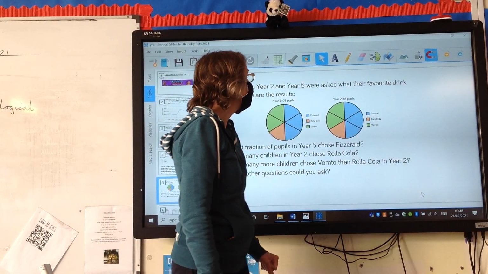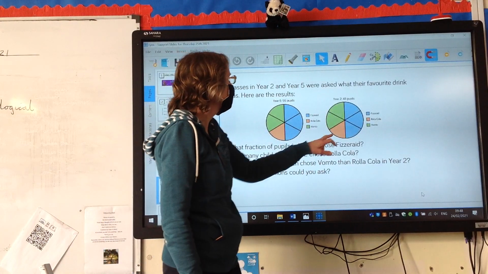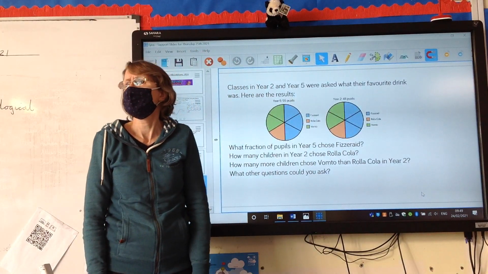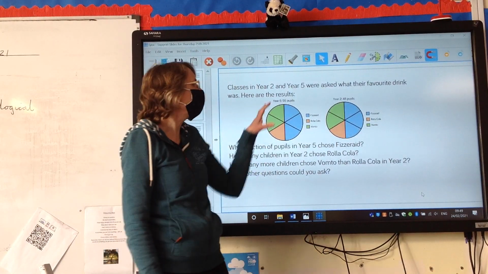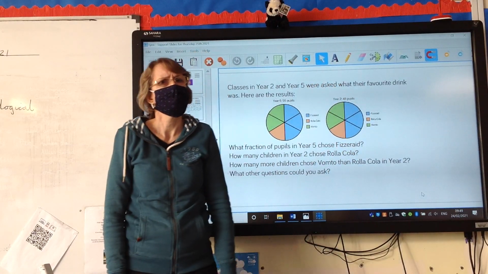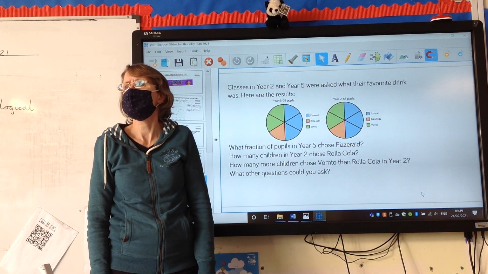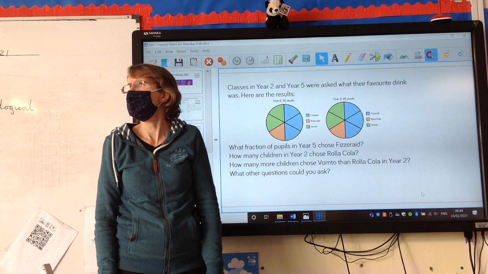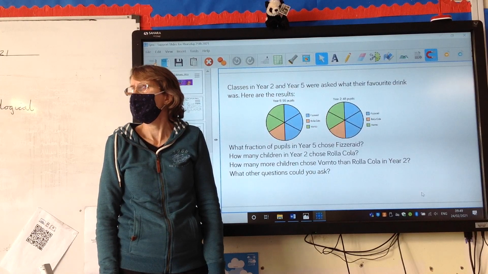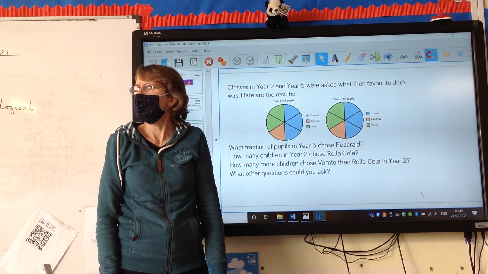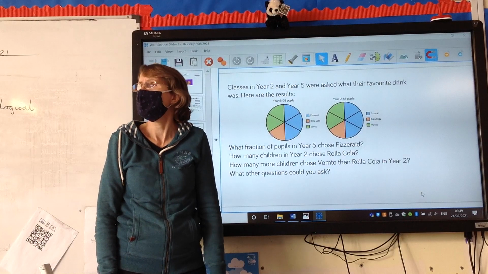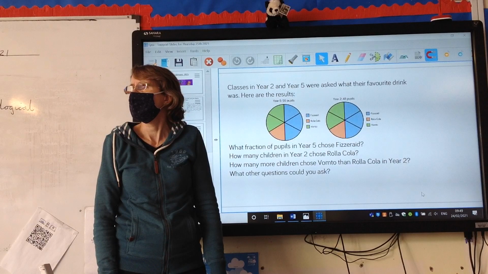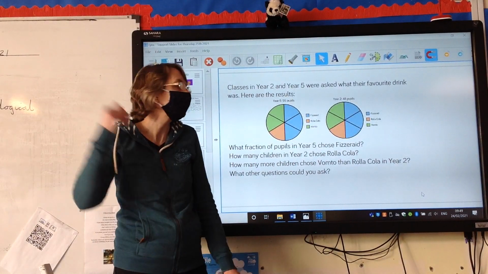So 6 eights are 48. That will help me to work out how many children like Roller Cola. Why will that help me to work it out? Why did I suddenly go into my tables? Because 6 times 8 is obviously 48, and there are 6 pieces of the pie in the pie chart. Yeah. So then one little bit of pie is 8. Good, well done.